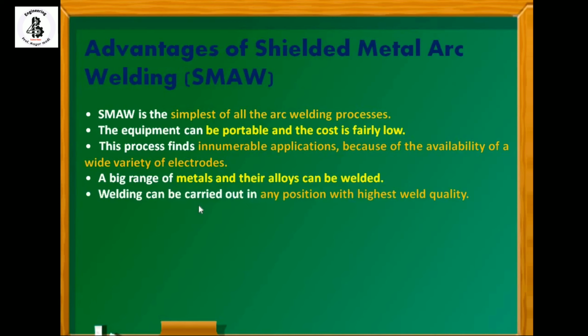Welding can be carried out in any position with the highest weld quality. For the positions of welding, you will find a link in my description box. Basically there are 4 basic positions: 1G, 2G, 3G and 4G. And the very difficult position is 4G, or you can say overhead conditions.